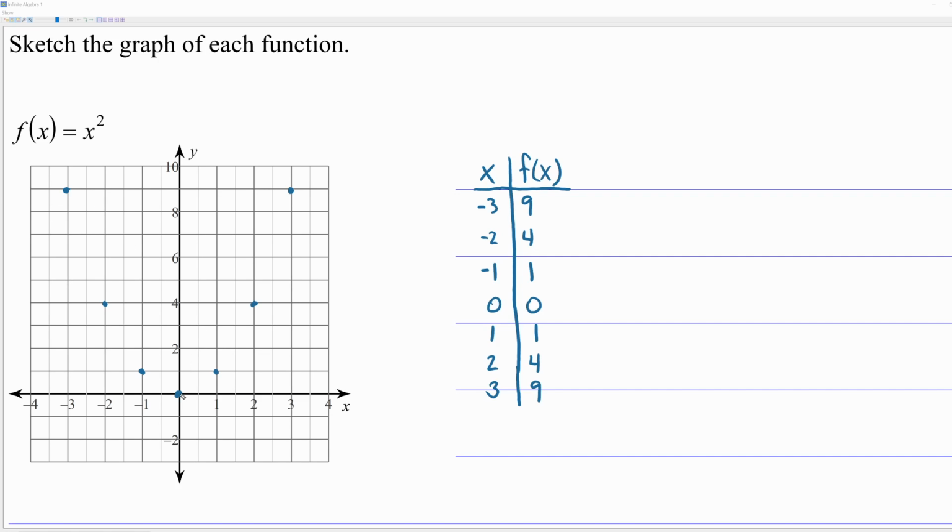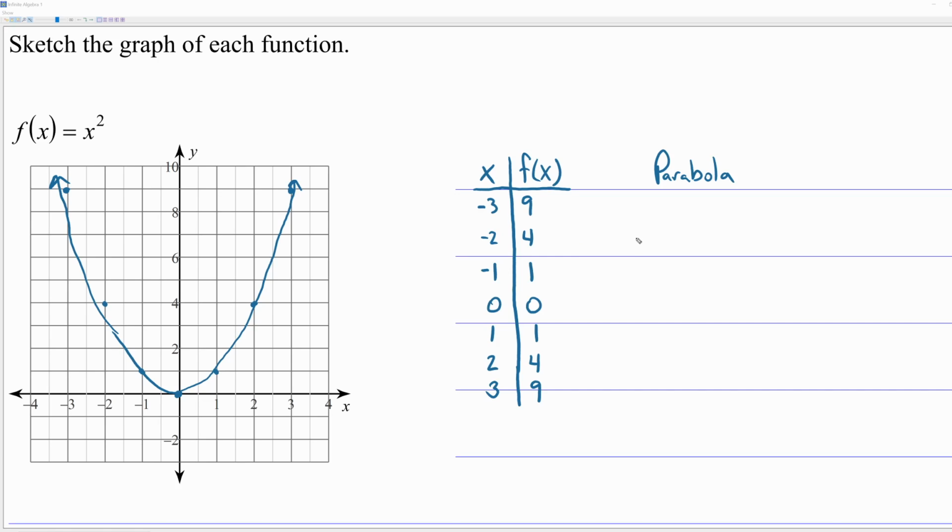So if you connect the dots, which I probably won't be able to do very well with this writing tablet, do the best you can though. If you connect the dots, you get this shape, and this shape is called a parabola. P-A-R-A-B-O-L-A. Parabolas are really common in mathematics. They show up all the time.